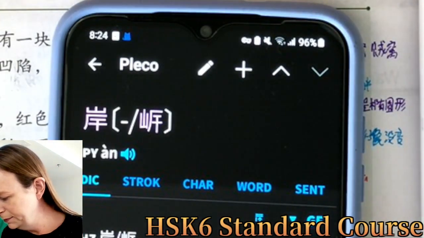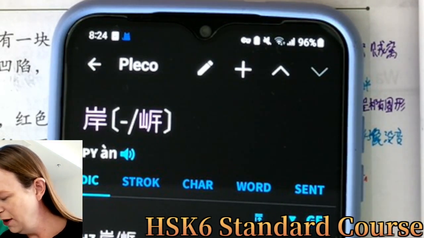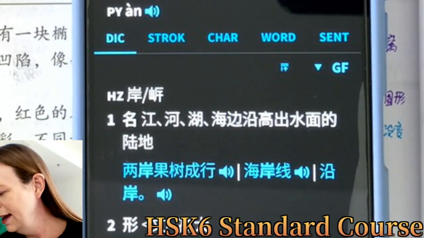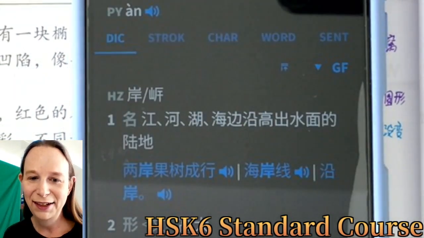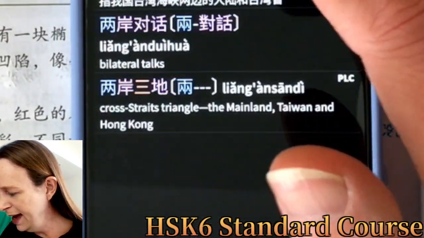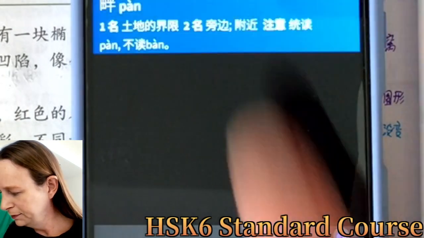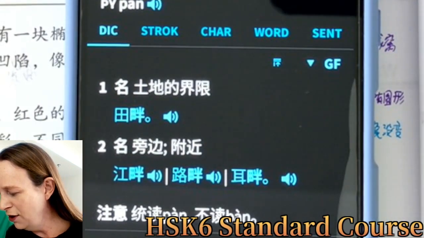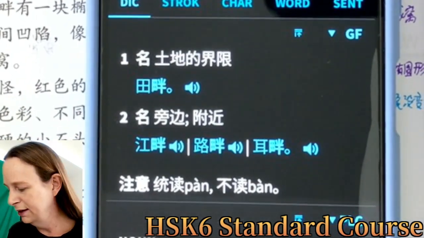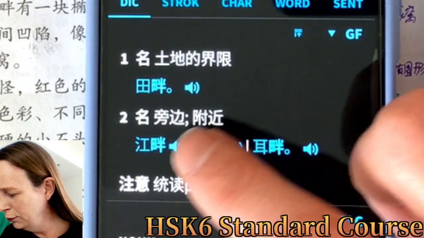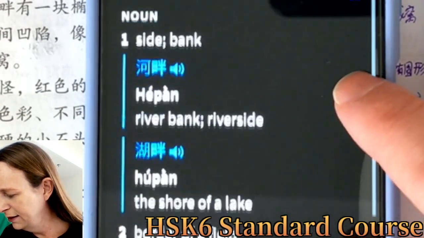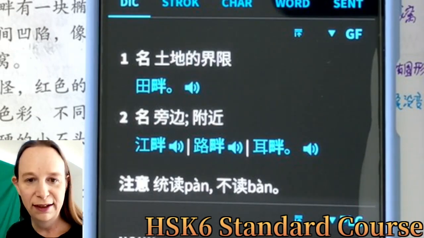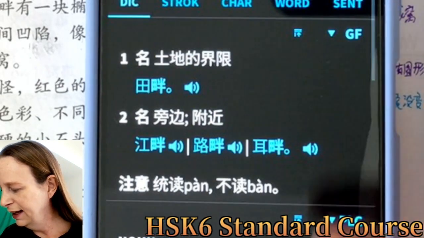Okay, what am I doing? So, yeah, the side of a body of water, the land adjacent to a body of water, okay, and pan. This one's used more metaphorically. Oh, okay, so this is not necessarily related to water. I didn't know that. Tian pan. Lu pan. Er pan. So this is the meaning, is it? Fu jin. Pangbian fu jin. The land edge, land border.